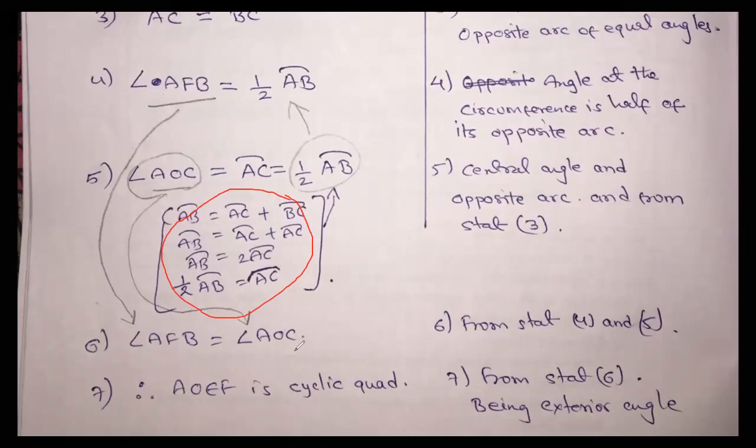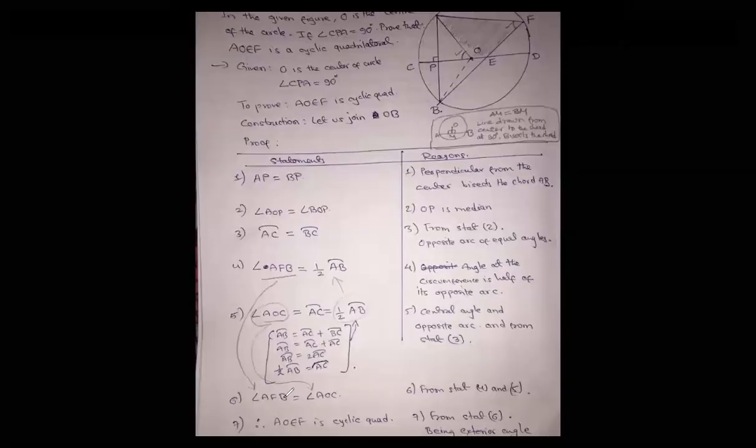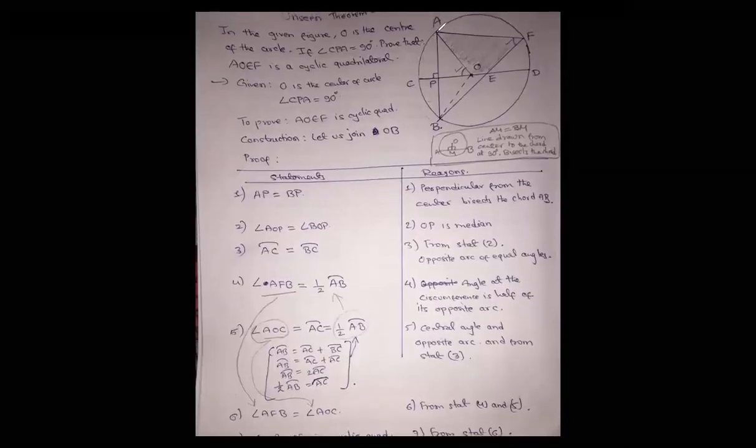So let us focus on the figure now. AFB means which angle? AFB भनेको A, F, B. AFB means this angle. So next one is AOC. AOC means this angle. So what do you need to prove it? We need to prove that AOEF is a cyclic quadrilateral.